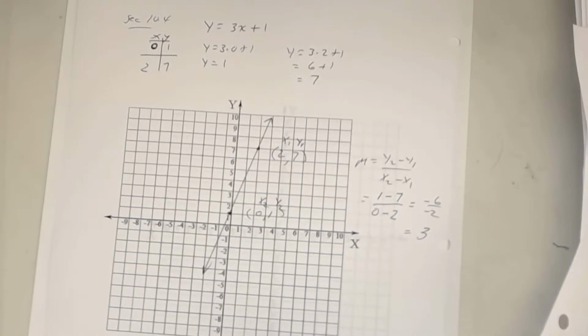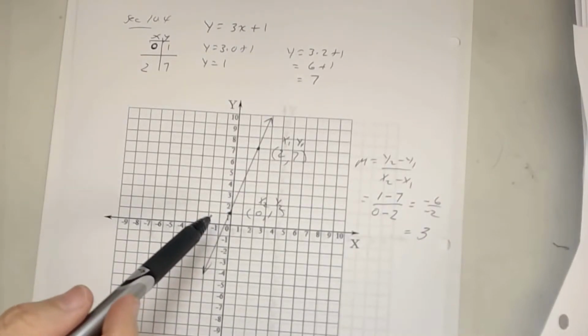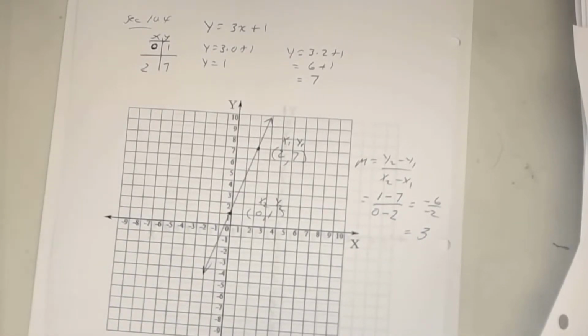All right, now listen carefully. You can easily tell me what the y-intercept here is, because you can see a nice point where it crosses the y-axis. The y-intercept is where the graph crosses the y-axis, right? Where does it cross the y-axis? At what y value? 1.